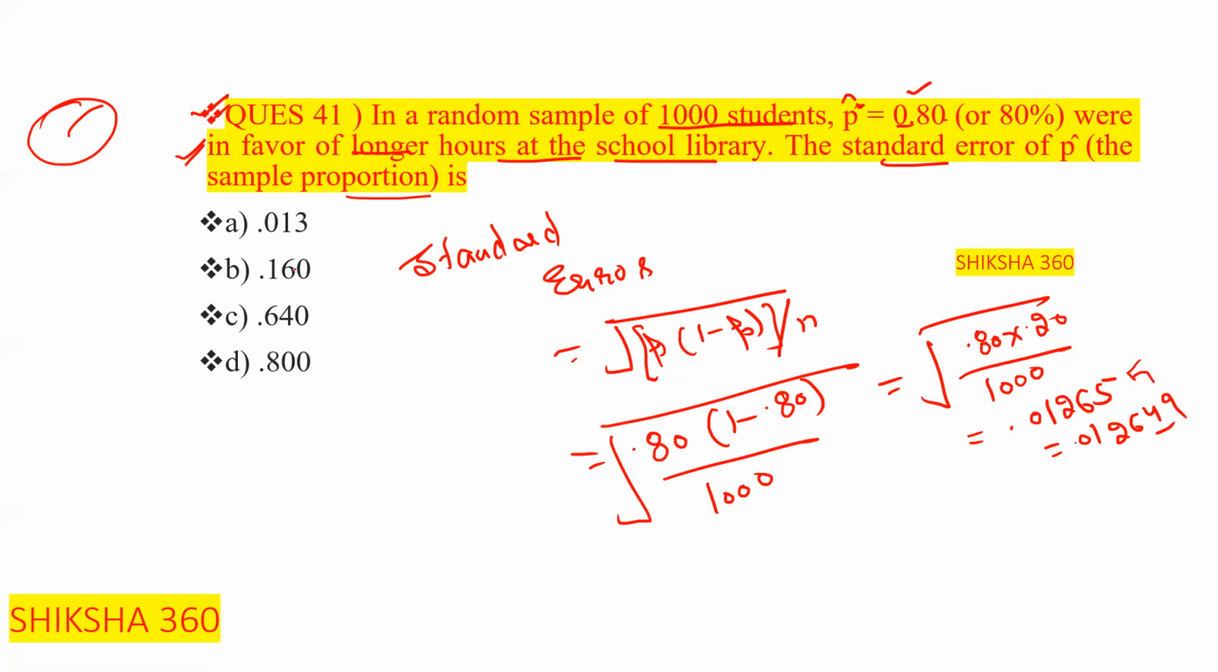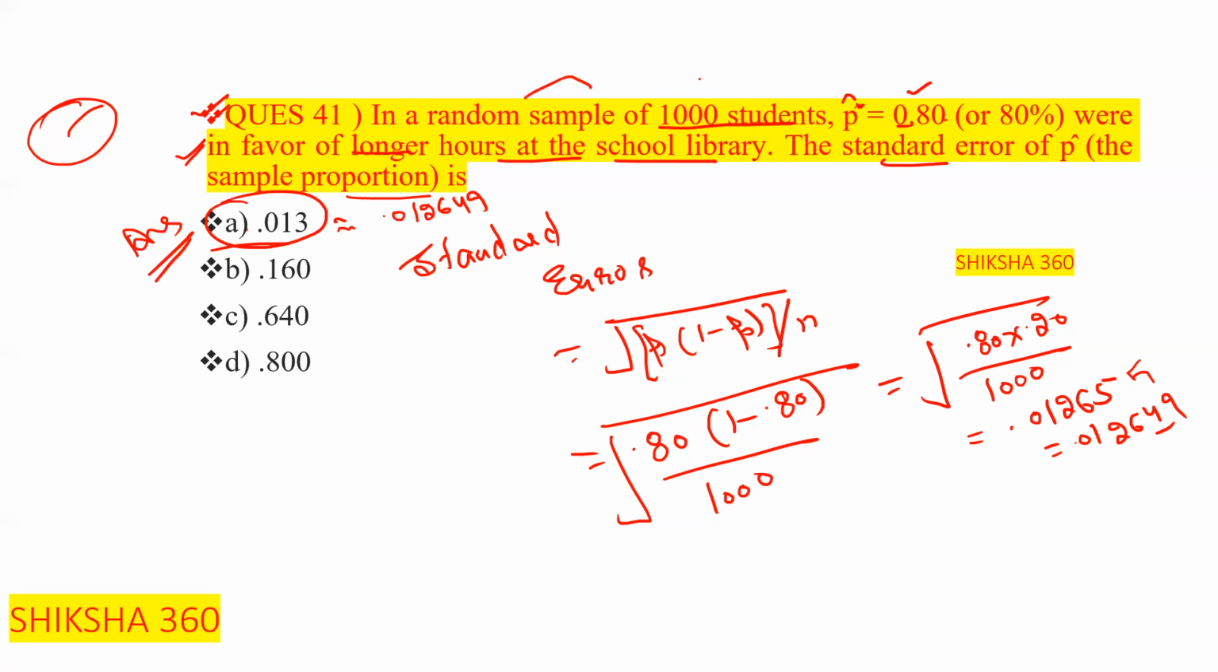So we will take it as 0.01265. When we check the options, only one option, A, that is 0.013, is approximately equal to 0.012649. So we will get this one answer. You just have to remember that.